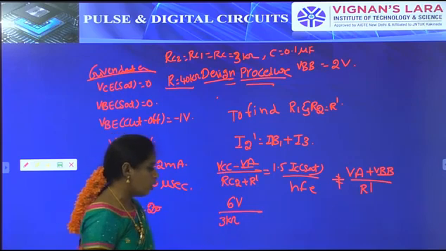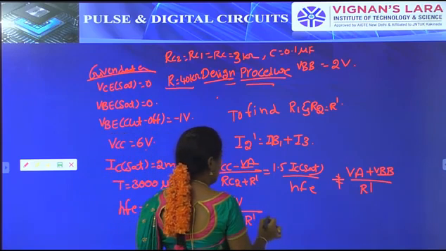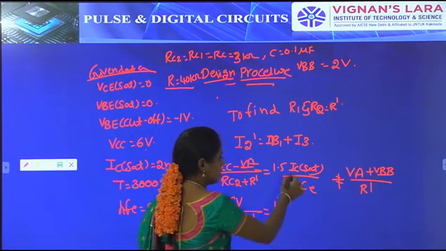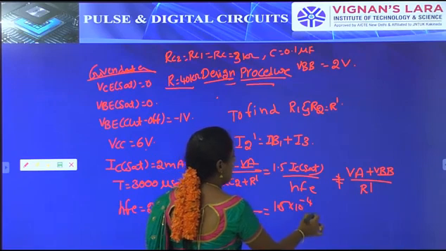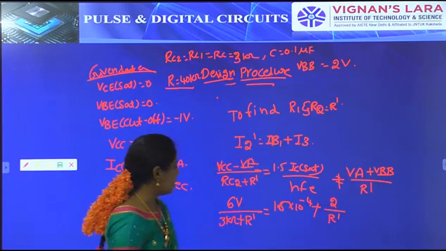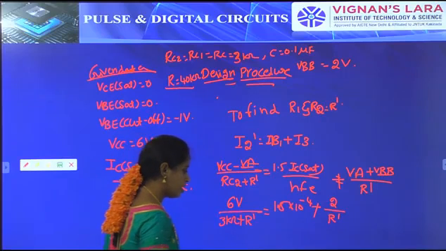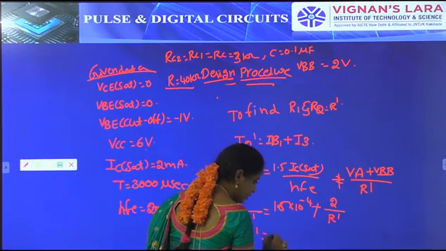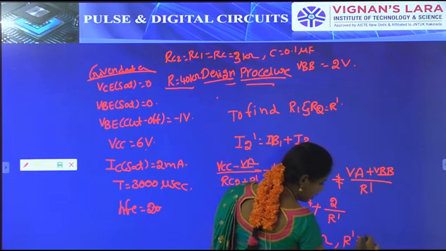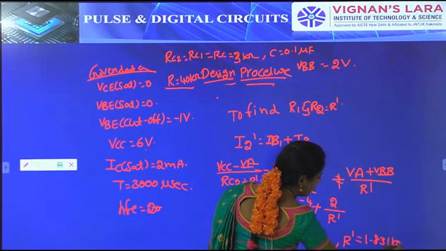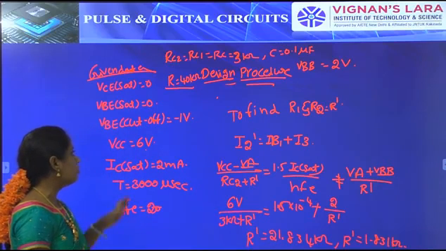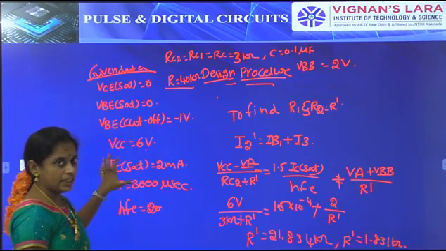So then what happens? 3 kilo ohms plus R dash, and that is 1.5 into IC sat. What is IC sat? We know that IC sat by HFE is equal to 10 power minus 4, and here VBB is 2 volts by R dash. By solving this equation we get R dash is equal to 21.834 kilo ohm, or R dash is equal to 1.831 kilo ohm.